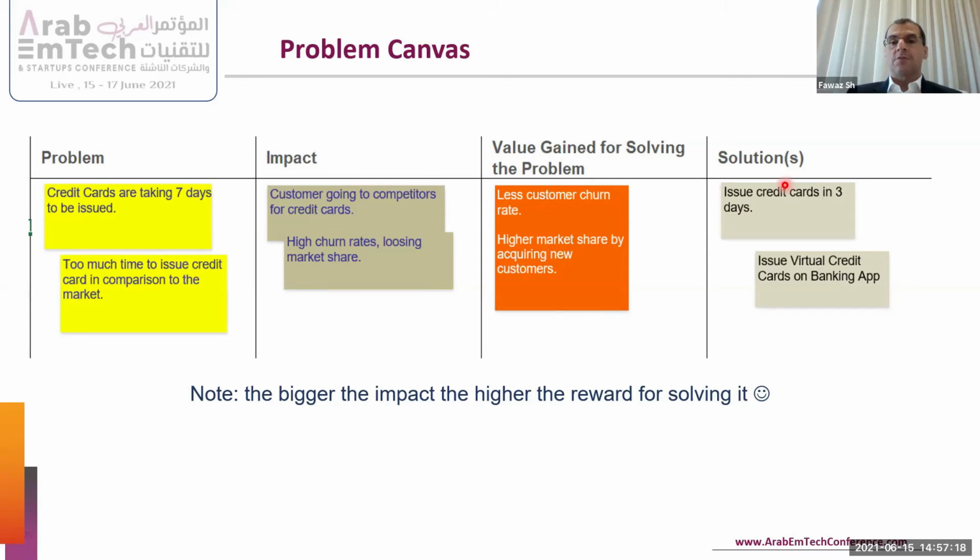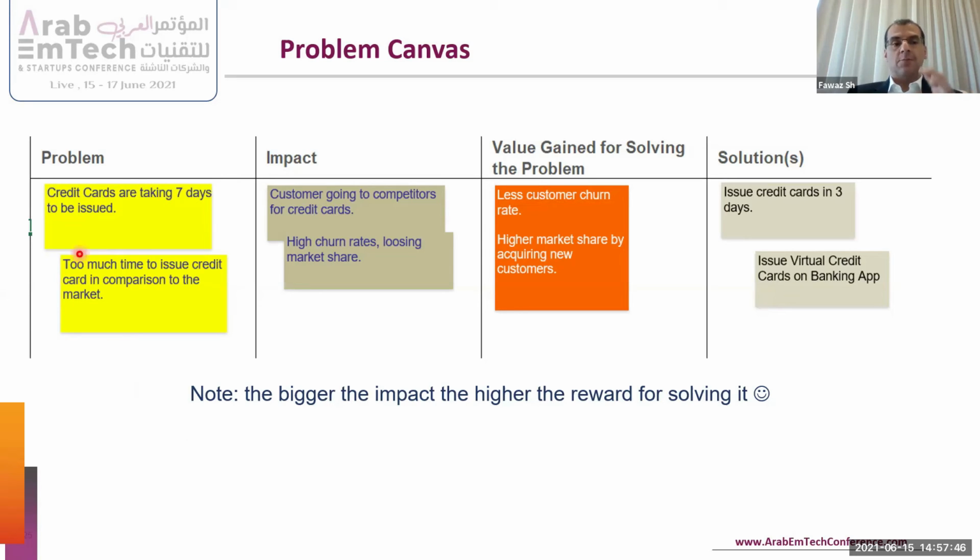So what are the possible solutions for this problem, right? Issue credit cards in two days, for example. Allow customers to issue virtual credit cards on the banking application, where they can log in and immediately create a new virtual credit card to be able to use and leverage for e-commerce transactions, right? Remember, the bigger the impact, the higher the reward for solving it. You put this as one problem, then you put the next problem, then third.